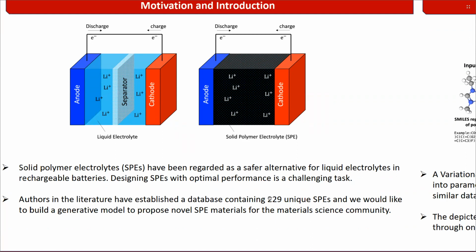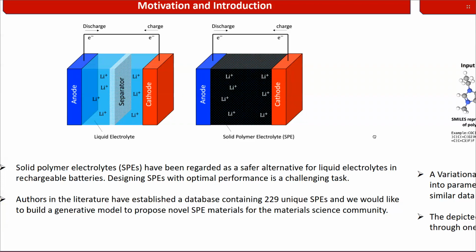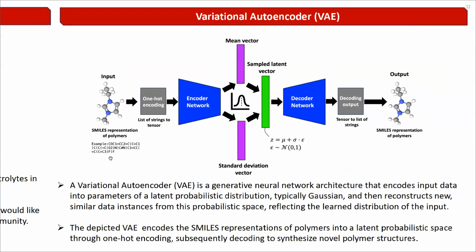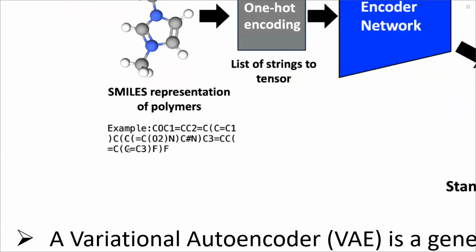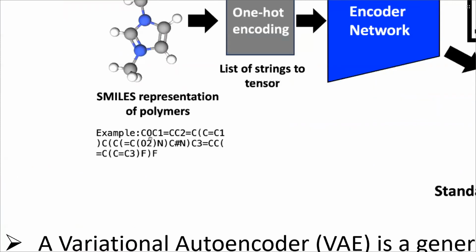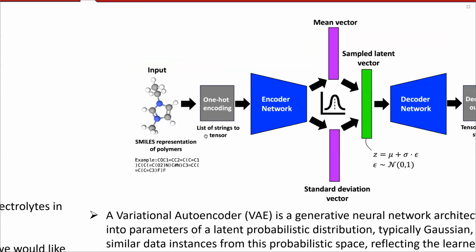So we have found a list of 229 unique conductive polymers, and we propose to use machine learning to expand this list. So we use a variational autoencoder. We start by representing the polymers using this SMARTS representation. In this representation, each character represents either an atom or a bond or a chemical structure, like a ring. And then we use this one-hot encoding to translate this representation into a matrix of numerical values.